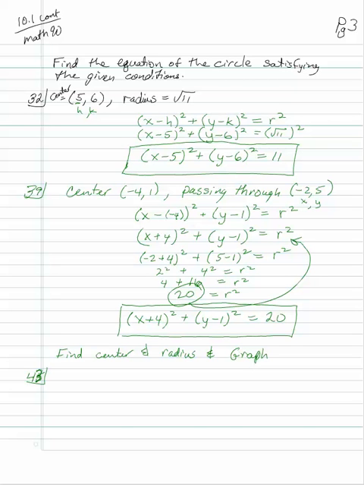So if I have x plus 1 squared plus y plus 3 squared equals 49. So the center is negative 1, negative 3. Radius is this, r squared is 49. So r is the square root of 49, which is 7. So radius is 7, center is negative 1, negative 3.